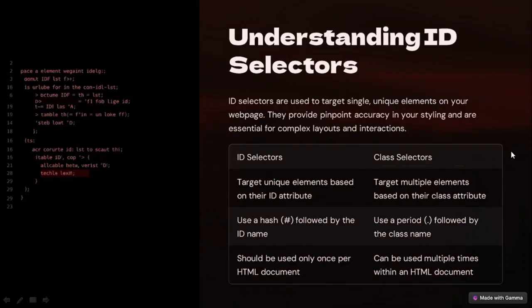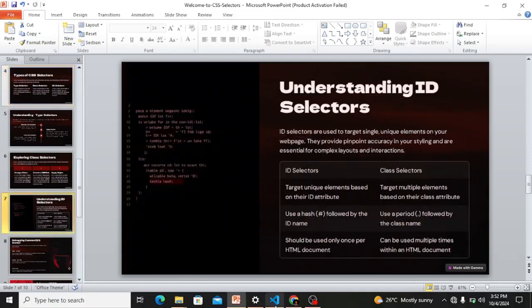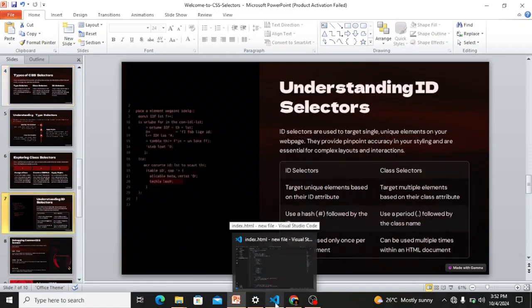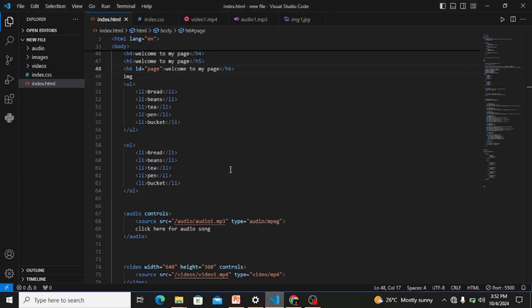Now that's a very important thing you guys should take note of. You can make use of the class multiple times, but for the ID, you can make use of it only once, just once. Meaning that two different elements should not have the same ID name. If not, there will be an issue. But two elements can have the same class name, and then there won't be an issue.